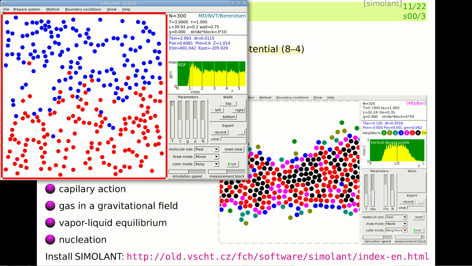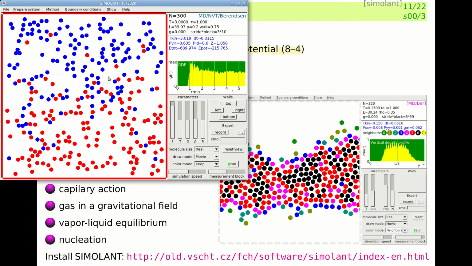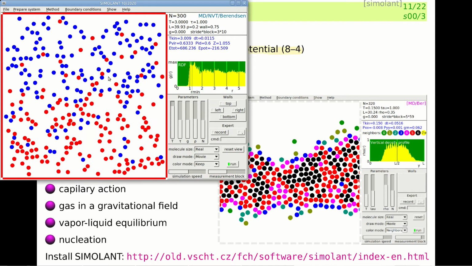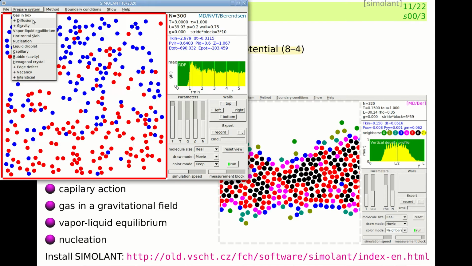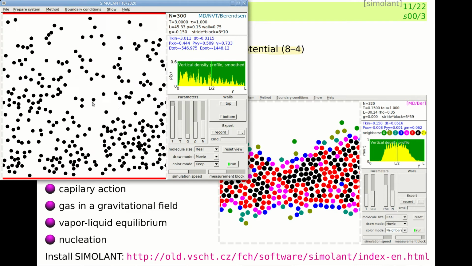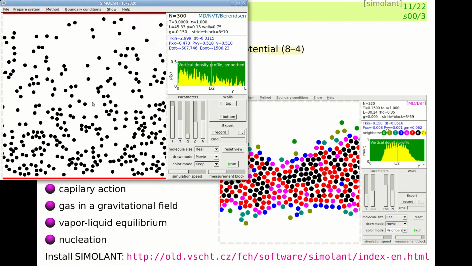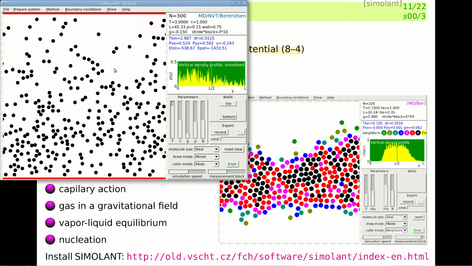Diffusion. Here I have 2 types of molecules. Actually they are the same, just colored different way. So we can see how diffusion is a relatively slow process. Gravity. I'll use this simulation later to exemplify the so-called barometric formula, or Boltzmann probability.